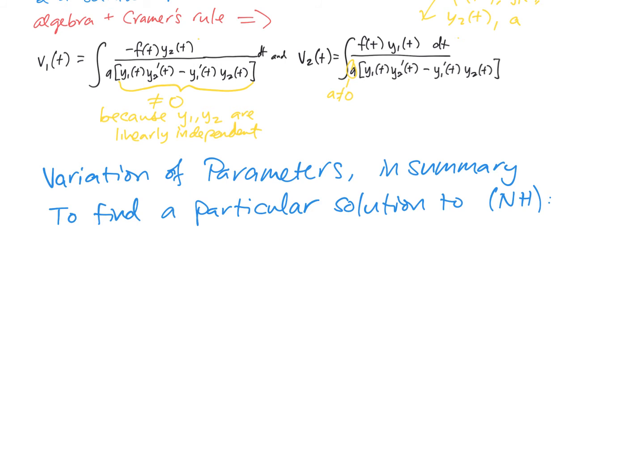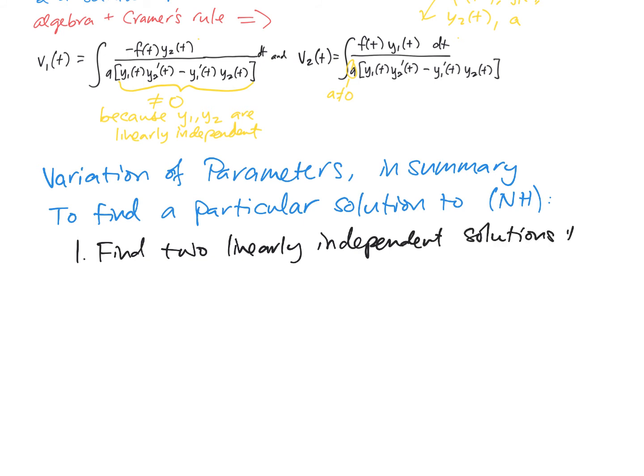So here's what the method is. In order to find a particular solution to NH, or non-homogeneous equation, step 1, find two linearly independent solutions to H, the homogeneous equation.